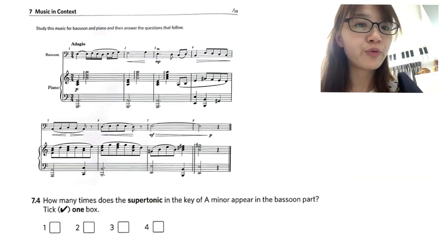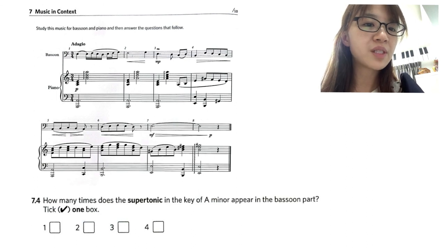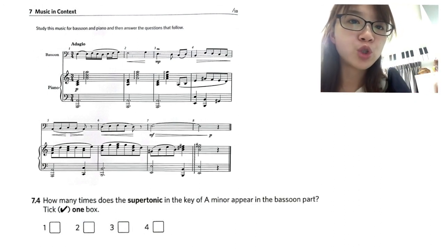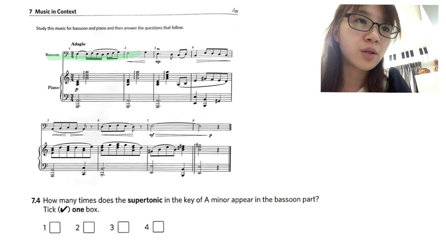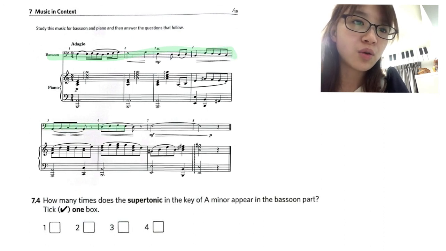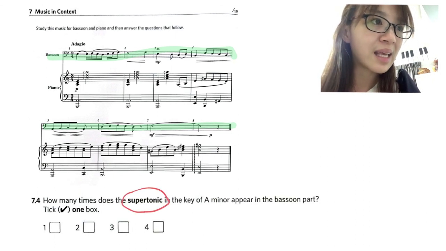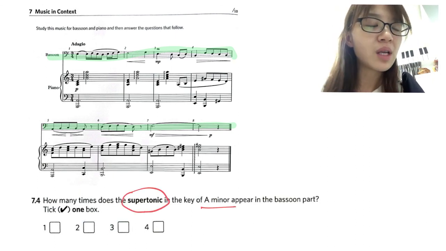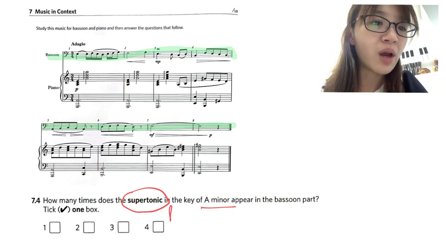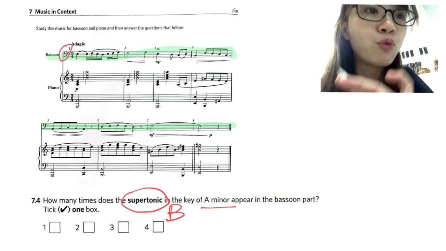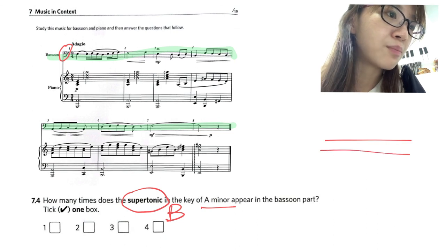For 7.4, they ask how many times the supertonic in the key of A minor appears in the bassoon part. So we are going to check the bassoon part. It's over here. We need to know the supertonic means the second note of the scale. Second of A minor, A, B, is the B note. Don't forget we are reading bass clef. We are looking for the B note in bass clef.